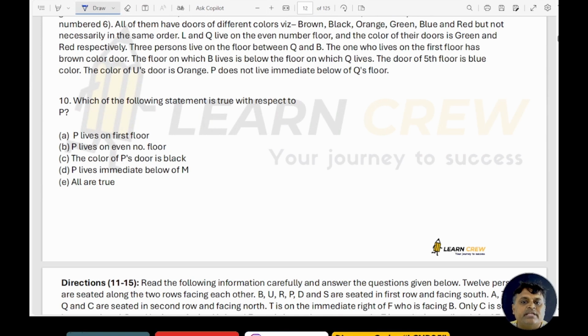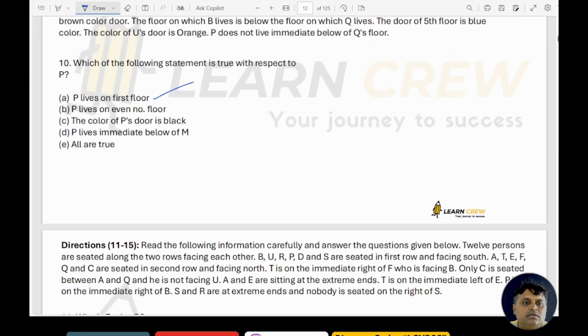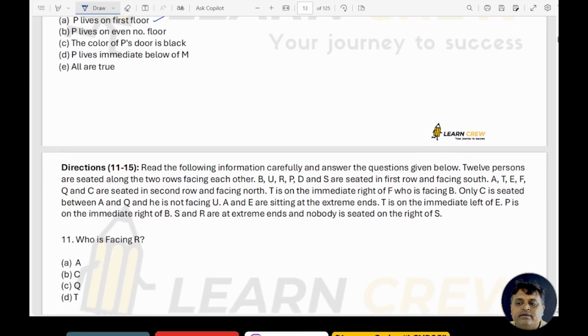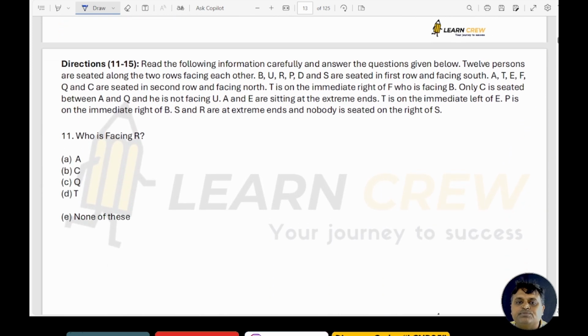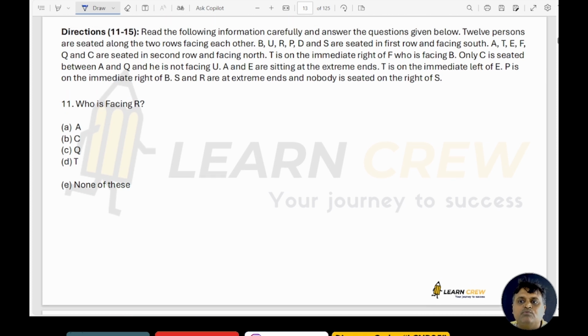Next, tenth one. Which of the following statement is true with respect to P? P lives on the first floor. It is correct. P lives on even number floor is wrong, because P lives in first floor means odd number floor. Then second one is not correct. All are true, cannot be the option. You can skip it. Tenth one, option A. Then 11th, 11 to 15, we have one more puzzle.